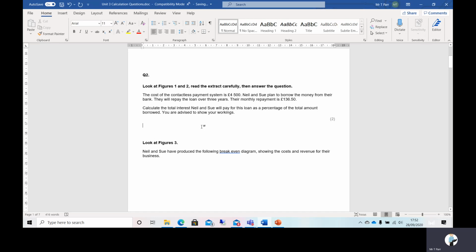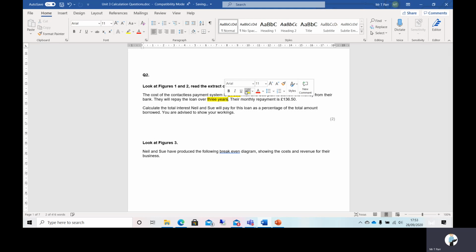Question 2. We've got the scenario that they want to introduce a contactless payment system. Can they afford it? This is where I made a mistake. I thought it was 4,000 rather than 4,500. So the cost of a contactless payment system is 4,500. Neil and Sue plan to borrow the money from their bank. They will repay the loan over 3 years. It's important stuff, so I'm going to highlight that. That's how much money they want to borrow, and they're going to pay it back over 3 years.